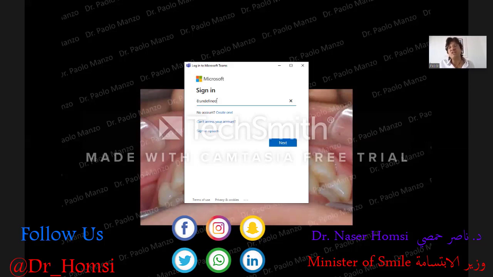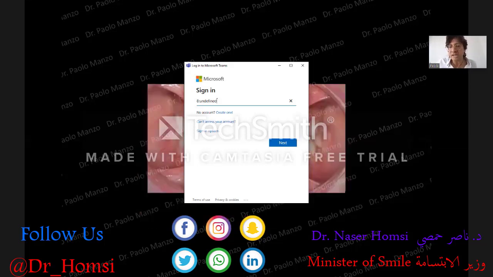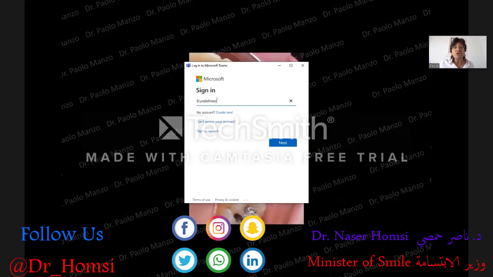And she asked me, can I do something invisible to correct this? And I proposed there to start with one bracket. Now flip it 90 degrees also here. I will show you how, okay? And a piece of wire and a mini screw here. Piece of wire 17 by 25 TMA.